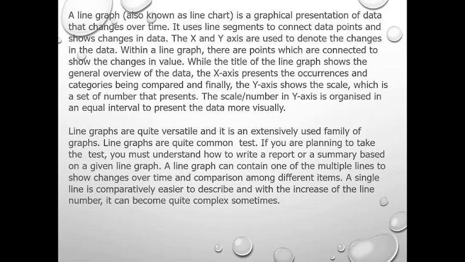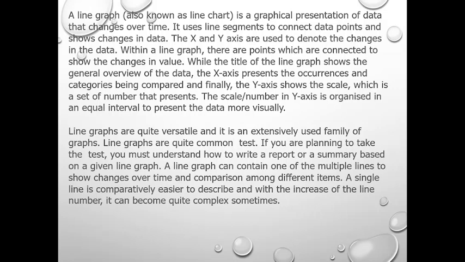Also, guys, you should know that the line graph, or line chart, is a graphical presentation of data that change over time. It uses line segments to connect data points and shows changes in data. The x and y axes are used to denote the changes in the data. Within a line graph, there are points which are connected to show the changes in value.